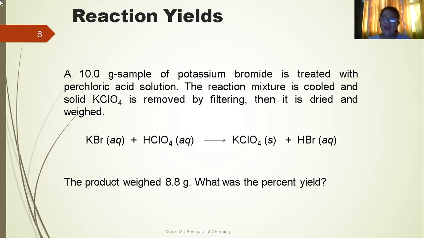So here we have the equation of a 10 gram sample of potassium bromide. This potassium bromide is treated with perchloric acid. This is the perchloric acid solution. The reaction mixture is cooled and solid. This is now your product, which is potassium chlorate, in the form of solid, and hydrogen bromide. So the product weight, of course, your product is 1.